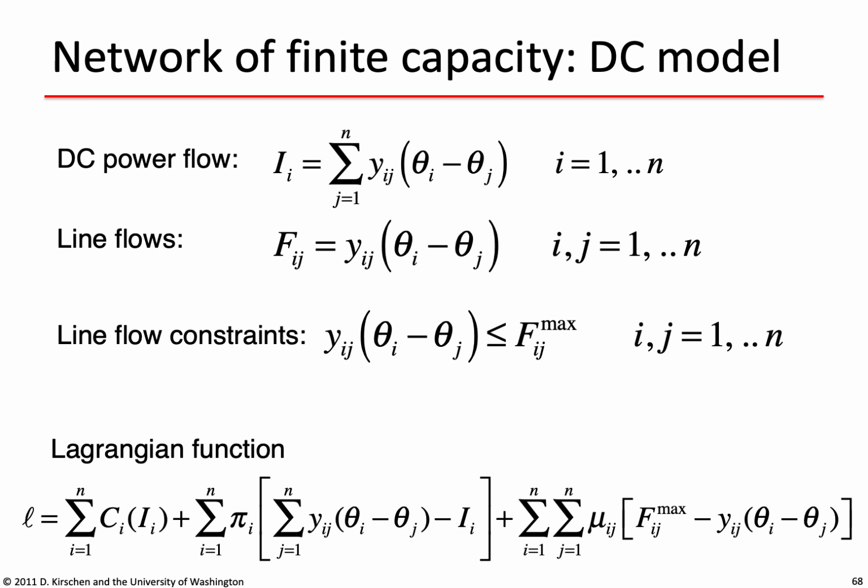And then we have the inequality constraints on the line flows. We're treating these as given for each bus, so we have a sum from i equals 1 to n, and a sum from j equals 1 to n of mu_ij, for the flow on the line linking buses i and j, F_ij max minus Y_ij times (theta_i minus theta_j).